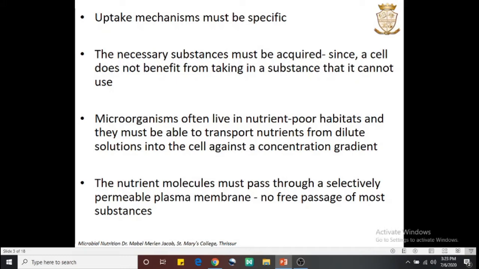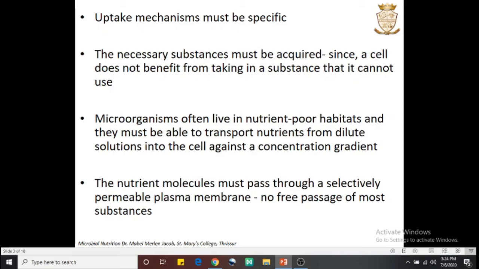Now, microorganisms often live in diluted environments, nutrient poor habitats, and they should be transporting the nutrients into the cell against a concentration gradient. Very often the amount of nutrients in the external environment will be very less compared to that which is present inside the cell. So the nutrients must be transported against a concentration gradient from an environment which is less in those nutrients to an environment where it is present in higher concentration.